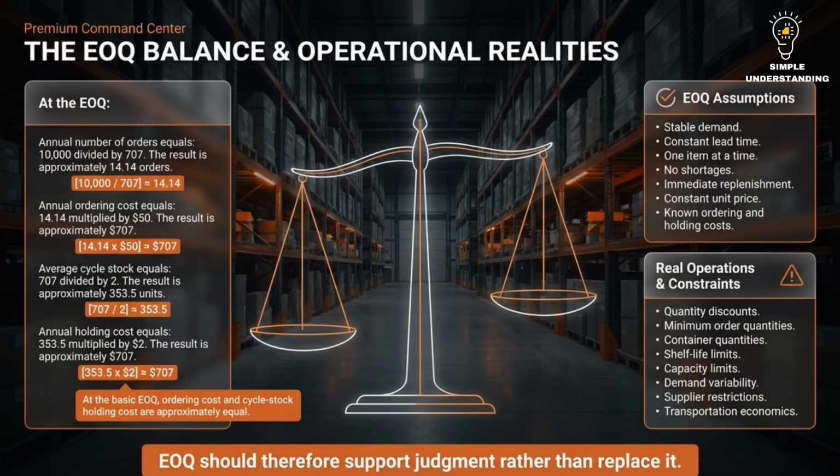EOQ assumptions normally include stable demand, constant lead time, one item at a time, no shortages, immediate replenishment, constant unit price, and known ordering and holding costs. Real operations may violate these assumptions. The organization may face quantity discounts, minimum order quantities, container quantities, shelf life, capacity limits, demand variability, supplier restrictions, and transportation economics. EOQ should therefore support judgment rather than replace it.